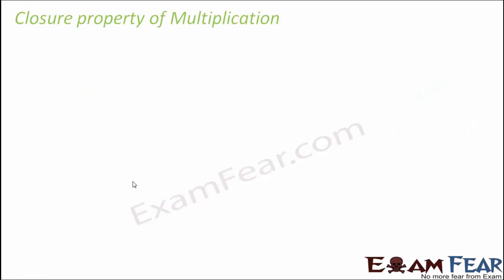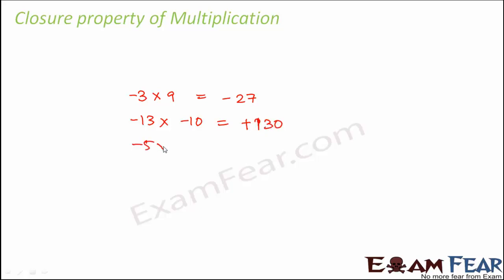Now the property that we will talk about is closure property of multiplication. So let us talk about closure property of multiplication. So here also let's do multiplication of various integers and let's see what do we get as a result. So let's say minus 3 multiplied by 9. What do we get? Minus 27. Minus 13 multiplied by minus 10. What do we get? We get plus 130. Minus 5 multiplied by 0, we get 0. 5 multiplied by minus 6, we get minus 30.